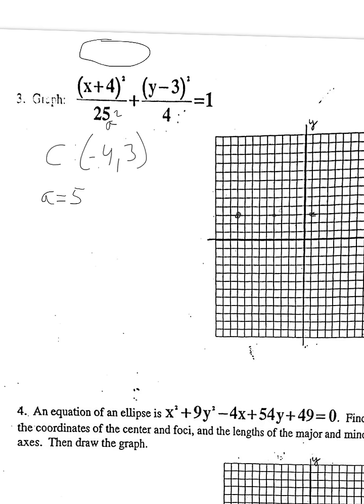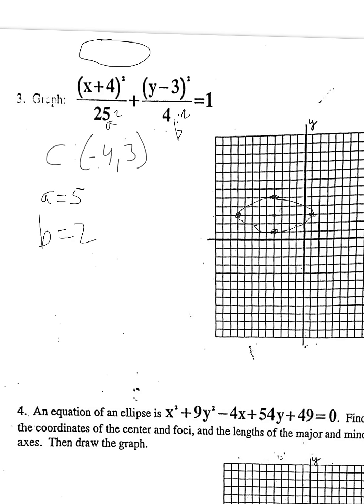So A is the distance from center to vertex, and we know it's horizontal because the bigger number is under x. B is, well, 4 is b squared, so b is 2. That means from the center we can go up 2 and down 2. Here, here. And so right away you see what that shape is. It is the ellipse, and we're just going to draw a nice smooth curve all around. It's not a kite, or a rhombus or whatever that would be called. So we're just not going to connect the dots, but draw a curve.